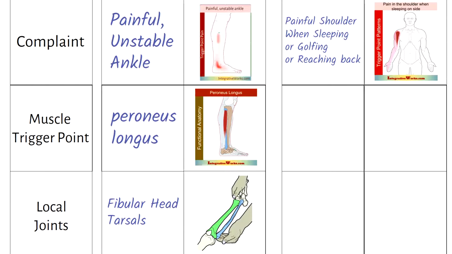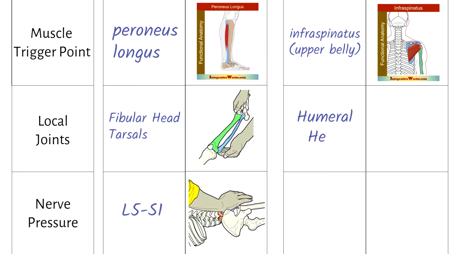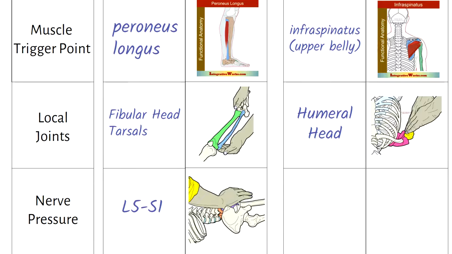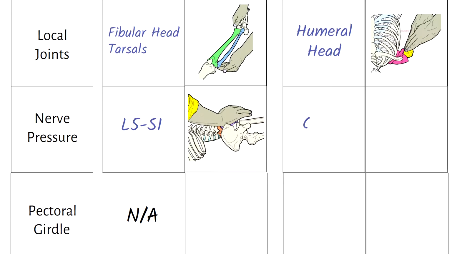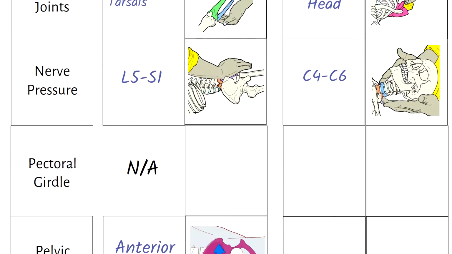Now let's go on to infraspinatus. We've established that they have a painful shoulder when sleeping, or problem when golfing, or problem with pain along the scapula when they're reaching. Next, we want to take a little bit of time to go through those shoulder muscles and establish that it really is infraspinatus. We should evaluate the humeral head to see if it's anterior. Look at C4 through C6 to see if there's any nerve pressure there.